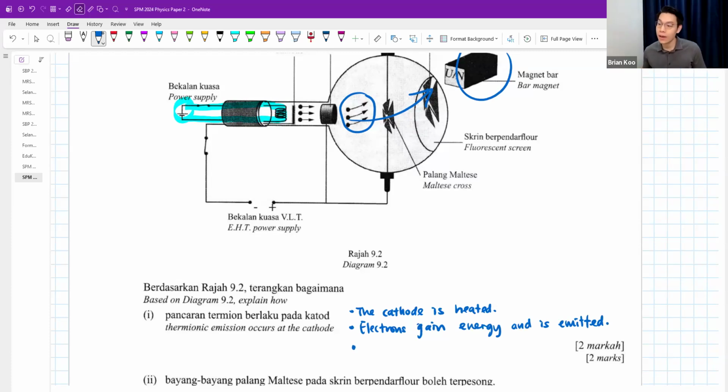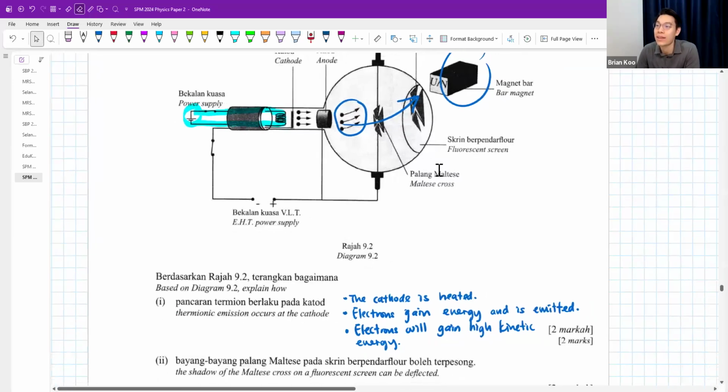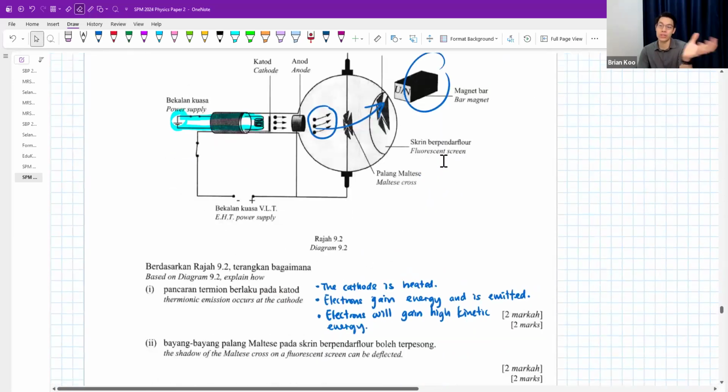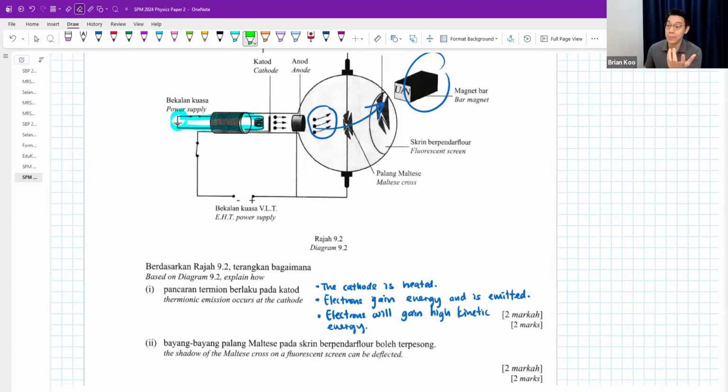You want to later say electrons will gain high kinetic energy later, can. Okay, but that actually happens afterwards, because the anode is going to pull electrons from the cathode there. But at first, you heat it up, and then it gains energy, and then it is emitted. Can already, actually. You're going to get full marks already, just 2 marks. And then after that, it gains kinetic energy, then it's going to move to the anode.